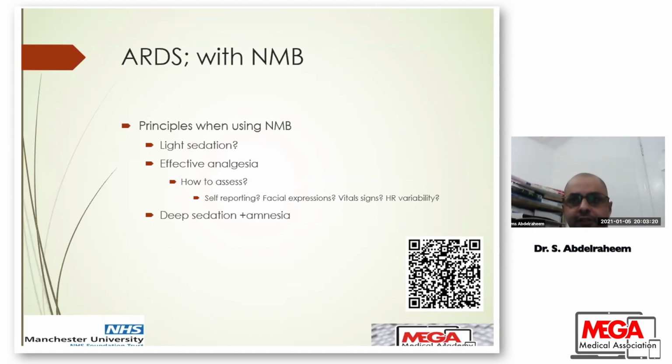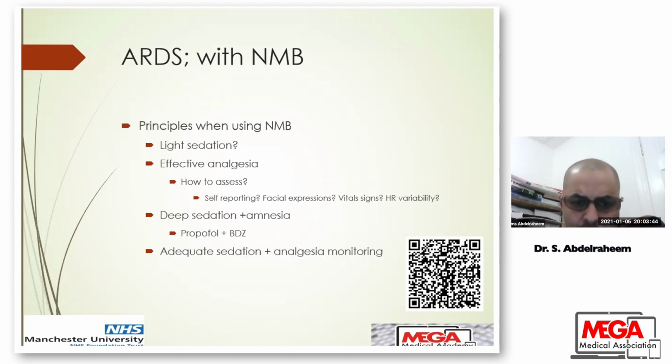So let's say if we're starting induction, give the induction, give adequate analgesia and sedation for a continuous period of time before you commence the infusion of the neuromuscular blocker, whether that's intermittent or continuous. But try first to make sure that you have good analgesia and sedation. As I said, commonly it's propofol and benzodiazepines, and this is the first step in the management.